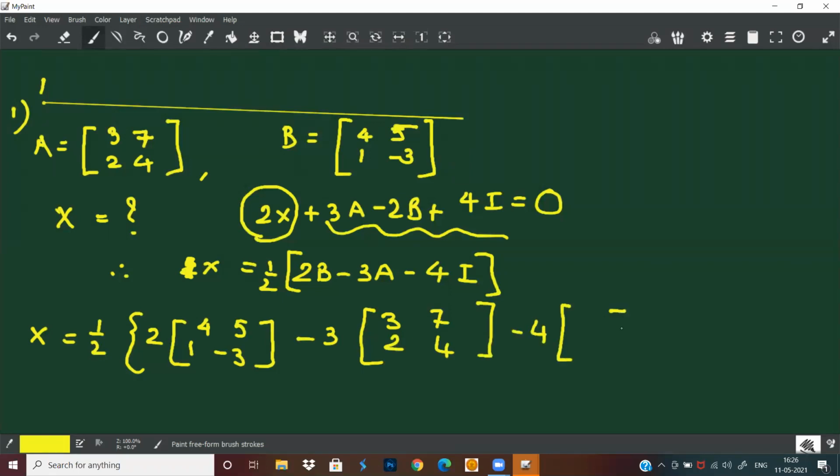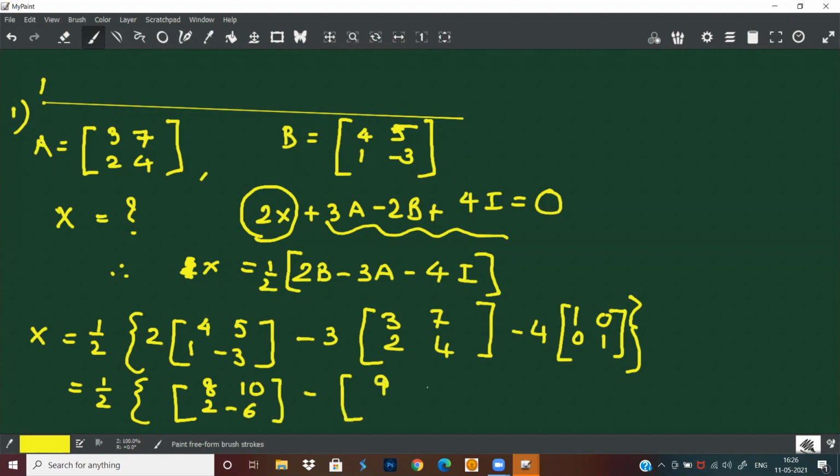Now you will ask what I to take. Will you not take I of the same order? Otherwise you cannot add or subtract. 1, 0, 0, 1. Correct? So it's going to be half multiplied by 8, 10, 2, minus 16. Multiply by 3 inside: 9, 21, 6, 12. Multiply by 4: 4, 0, 0, 4. Done.